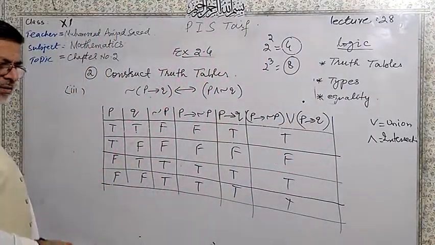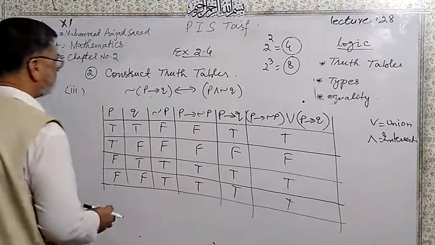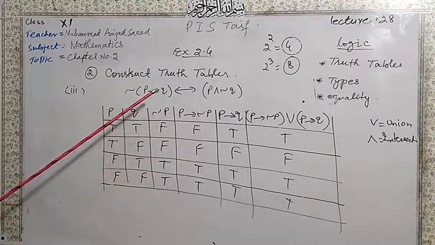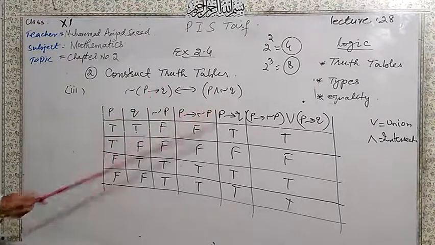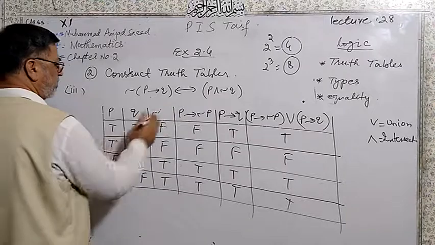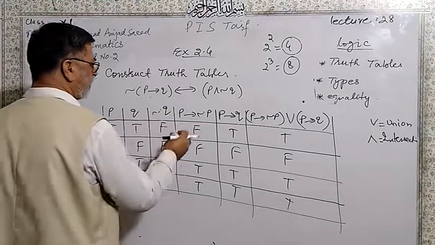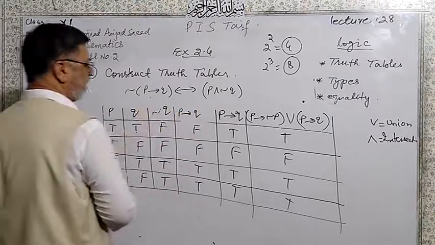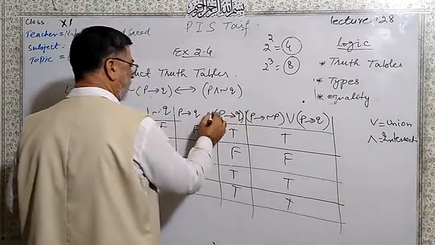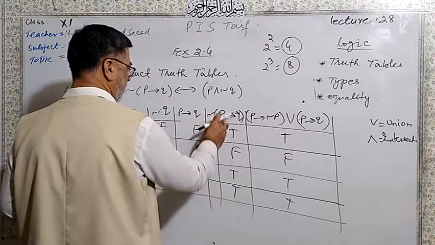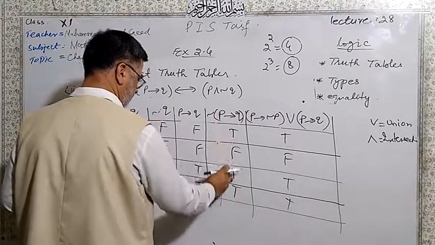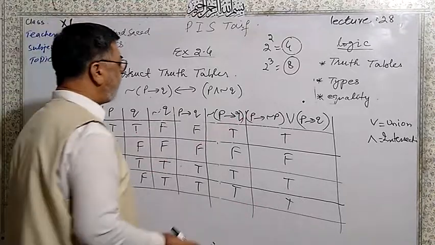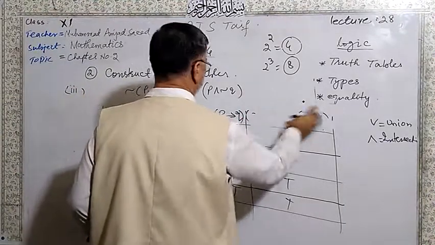Dear students, first of all, we have P and Q. Then here we will have not Q. After that, P to Q. And the next is not P to Q. Yes, not P to Q. And then P and not Q.